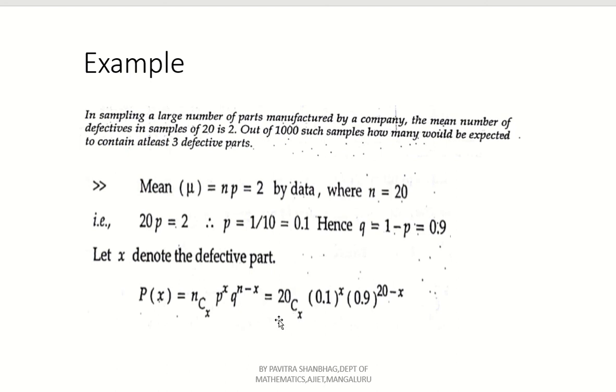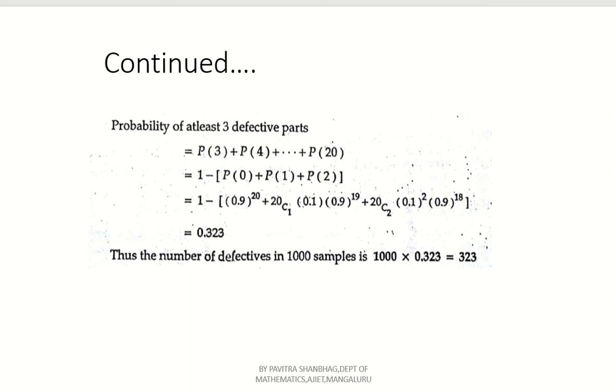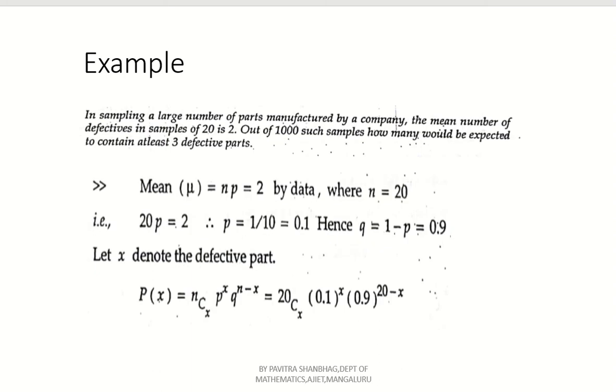20Cx, because n equal to 20. And what is P? 0.1 power x into what is Q? 0.9 power 20 minus x. Now, here let us discuss the 3 defective parts. Here what is given? Out of 1000 such samples, how many would be expected to contain at least 3?